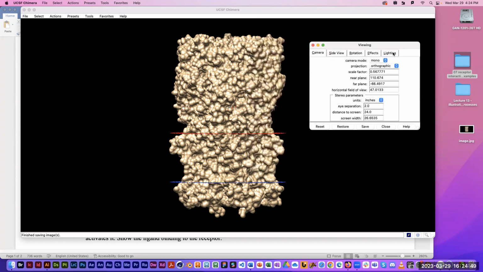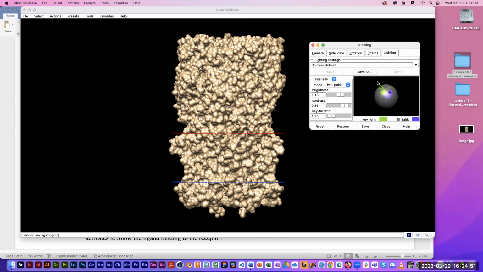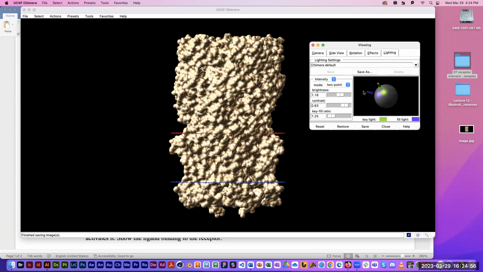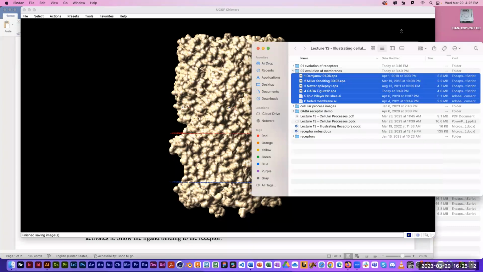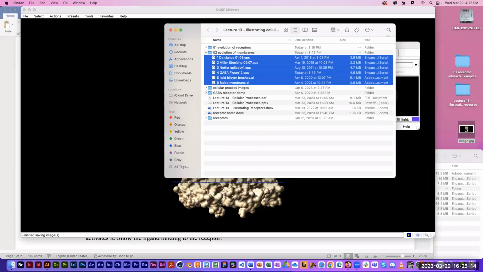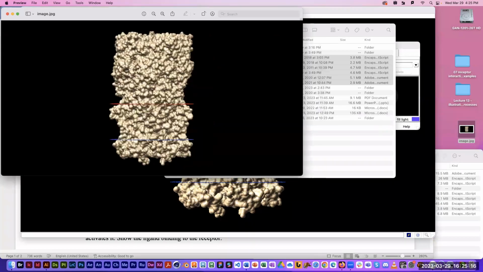I could try to play with the lighting and maybe get a little more dramatic lighting on it, just so that when I render it in Illustrator, I get something with a little bit more shading and form on it. So the JPEG that I just exported shows the overall outside of the molecule and shows where it sits in the lipid bilayer.